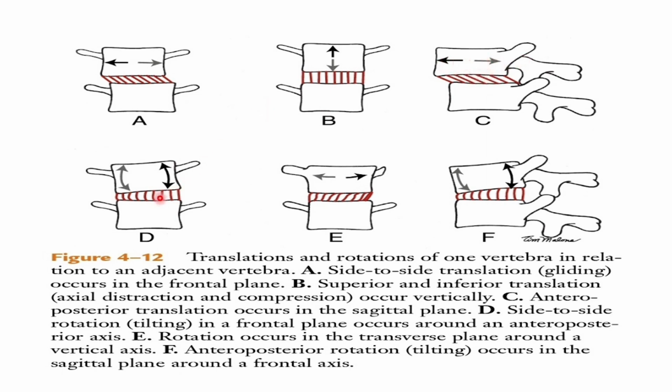And the D diagram is the side to side rotation or tilting in the frontal plane that occurs around an anteroposterior axis. The fifth diagram is your rotation that occurs in a transverse plane around a vertical axis. The sixth diagram is the anteroposterior rotation or tilting that occurs in the sagittal plane around a frontal axis.